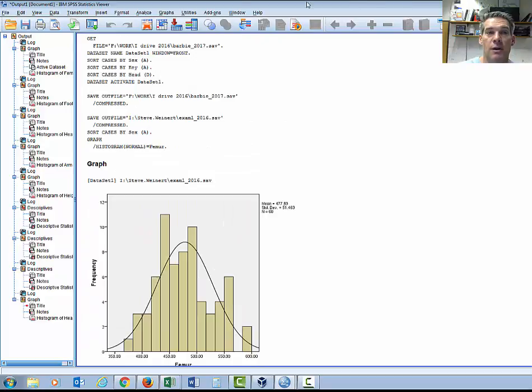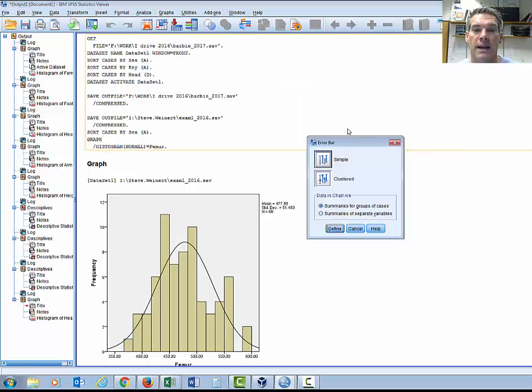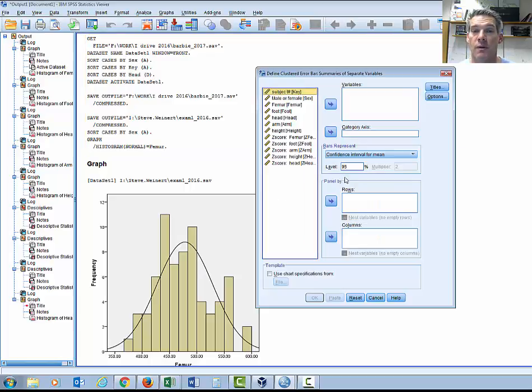So let's make some error bars. Graph. Now, everything's measured in the same units in this. It's all millimeters, but it's hard to make millimeters on the same graph because a millimeter on your leg is different than a millimeter in your height. So we're going to use an error bar, and we're going to make error bars of the z-scores. We're going to make clustered summaries of separate variables.